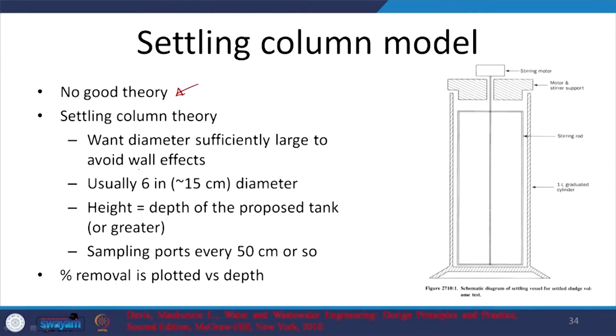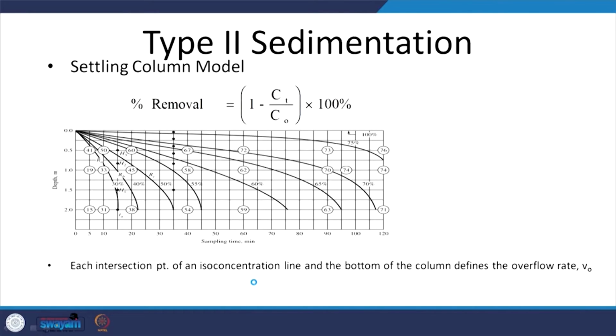So, first the diameter is large enough to avoid wall effects, typically 15 centimeters, with height equal to the depth of the proposed tank whenever possible, or greater; typically it will be around 2 meters or 3 meters. You are going to have sampling ports, and then percentage removal is plotted versus depth. And how am I going to plot it?